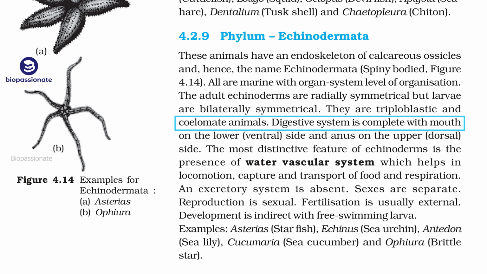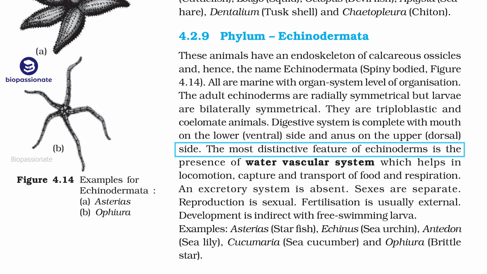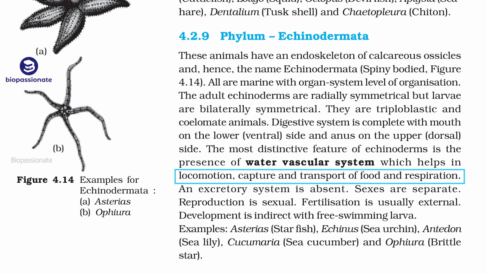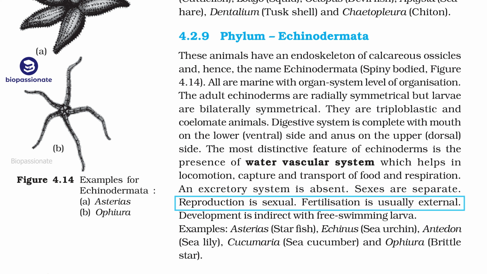Digestive system is complete with mouth on the lower ventral side and anus on the upper dorsal side. The most distinctive feature of echinoderms is the presence of water vascular system, which helps in locomotion, capture and transport of food and respiration. An excretory system is absent. Sexes are separate. Reproduction is sexual. Fertilization is usually external. Development is indirect with free-swimming larvae.